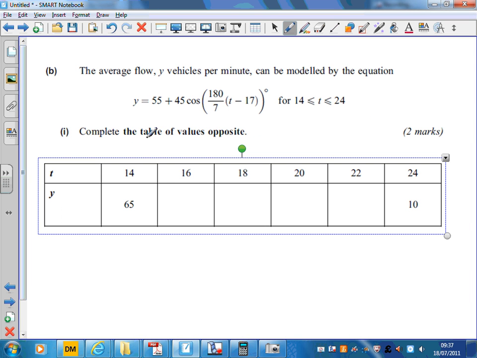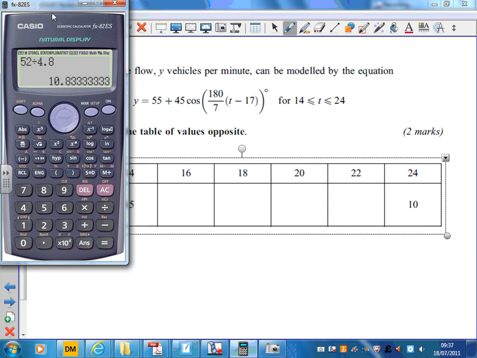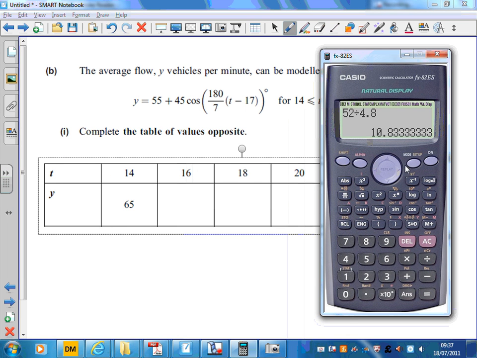Right, part B. The average flow, y vehicles per minute, can be modelled by the equation y equals 55 plus 45 cos of 180 over 7 brackets t minus 17 degrees for values of t between 14 and 24. Complete the table of values opposite. Okay, so a table of values question is always easy. We just go to the table function on the calculator. So that's mode table. Type in the f of x. Okay, so that's all this stuff here. Type it exactly as you see it.